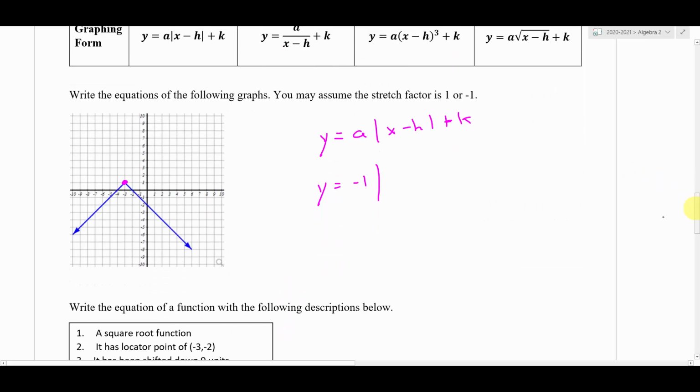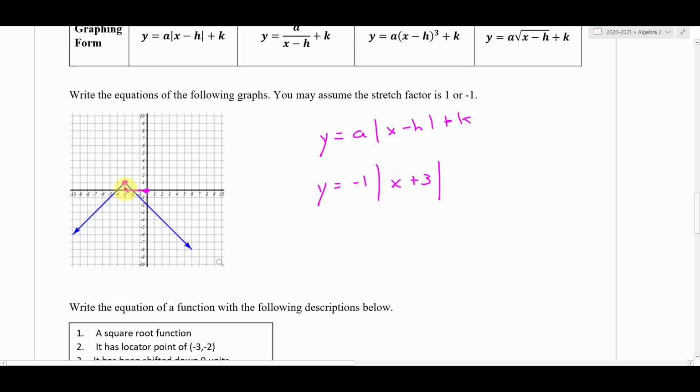Okay, so what I like to do is I like to put a point at 0, 0, and then a point at where the locator point is now, and I say it has moved, it has shifted. And I take care of the horizontal first, right? So I say, okay, well, if we started here at 0, 0, we must have traveled to the left 3 to get to this point. So to travel left 3, I need an x plus 3.